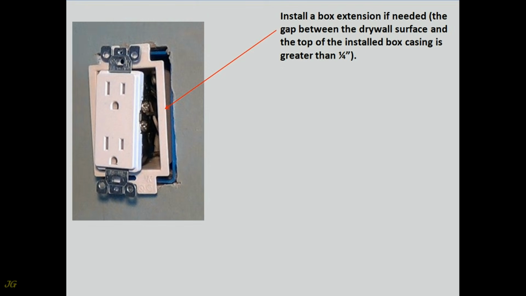Install a box extension if needed. The gap between the drywall surface and the top of the installed box casing is greater than 1/4 inch.